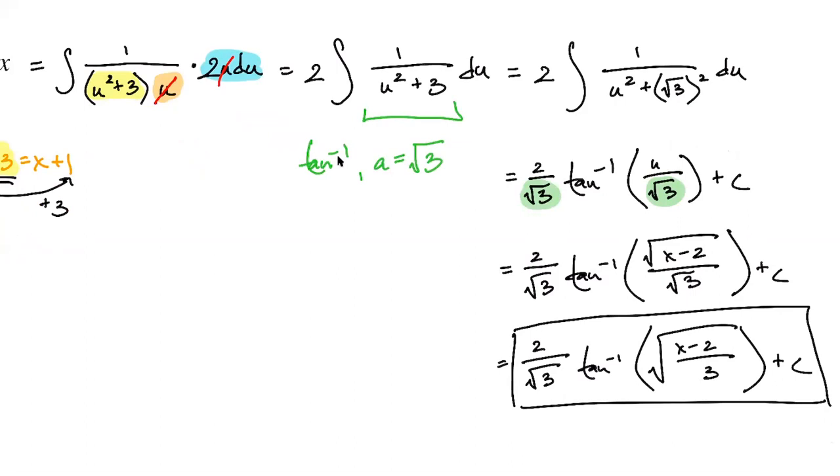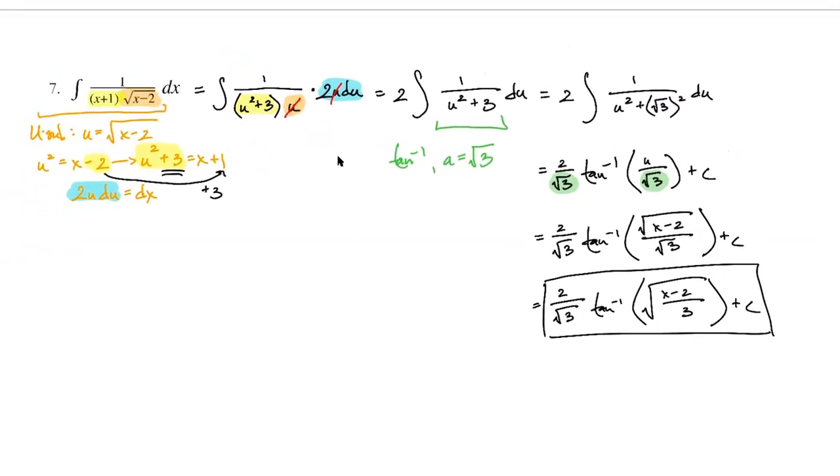Now in this case, I did not need to draw a triangle because I had my u directly linked to an x. So at the end, I was able to just put back in square root of x minus 2 for every u, okay? Does that help with the setup and solution for number 7?